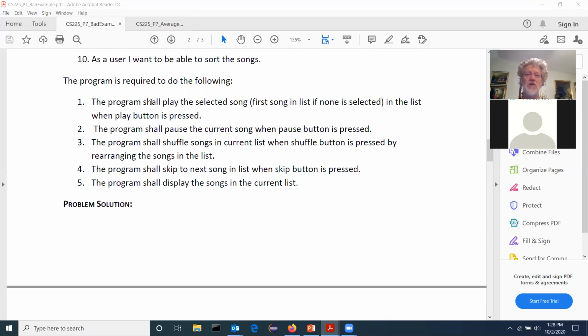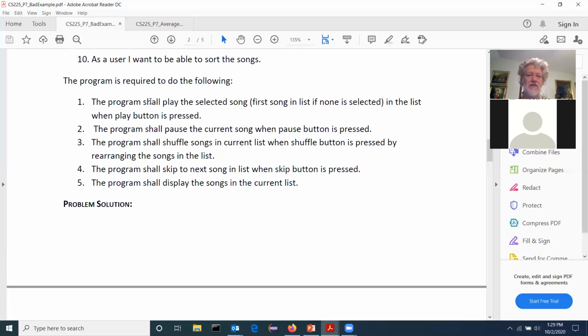The first one is if you have selected a song and press the play button, I'm saying play button, then it'll play that song. The second requirement is if nothing has been selected, then it plays the first song in the list. So that's two requirements. So that's first things first. That should be broken out.